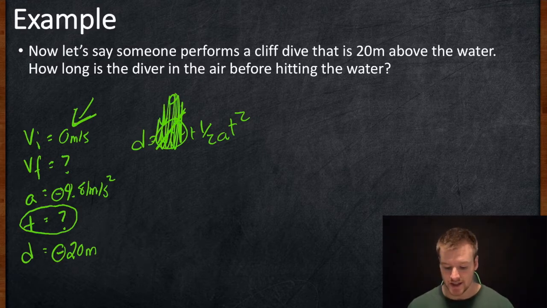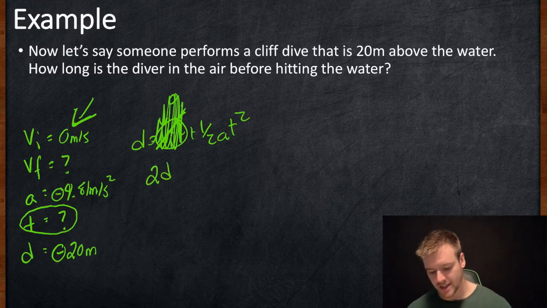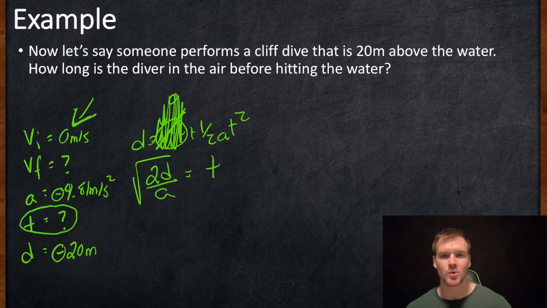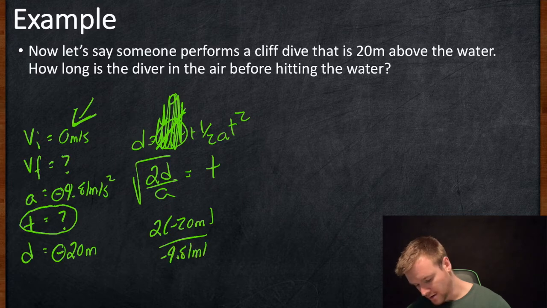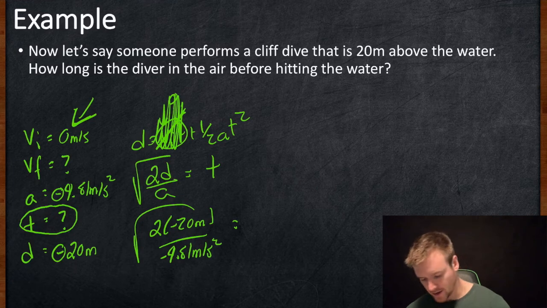Now we just have D is equal to half AT squared. To rearrange this, I'll put 2D to get rid of the half, divide by A to get rid of acceleration, and square root is equal to our time, and we can solve this. 2 times negative 20 meters divided by negative 9.81 meters per second squared. We square root, and I'm getting an answer of 2.019 seconds.